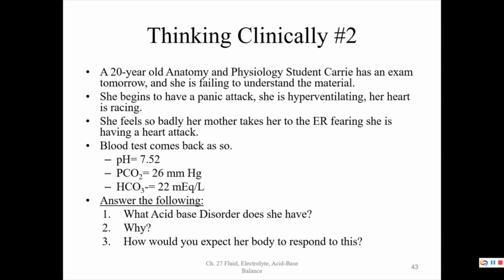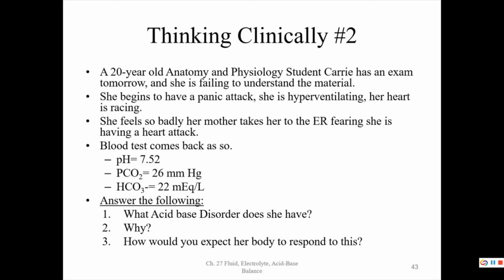A 20-year-old anatomy and physiology student, Carrie, has an exam tomorrow, and she's failing to understand the material, so she begins to have a panic attack. She's hyperventilating. Her heart is racing. She feels so bad, her mother takes her to the ER, fearing that her daughter is having a heart attack. Blood test comes back showing her blood's pH is 7.5. We should know the average blood pH is 7.4. It ranges from 7.35 to 7.45.